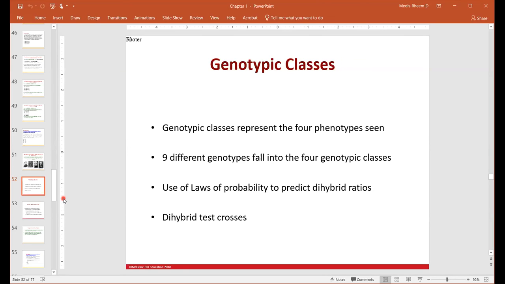So this is just applying the laws of probability to figure out how many of each genotype you have for each genotypic class. Okay.